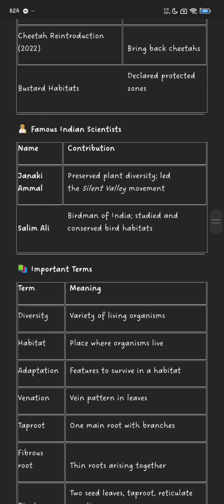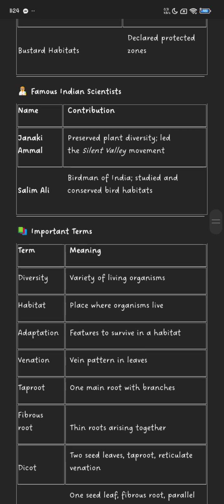Famous Indian scientist. Name: Janaki Ammal. Preserved plant diversity, led the Silent Valley movement. Salim Ali, the Birdman of India, studied and conserved bird habitats.